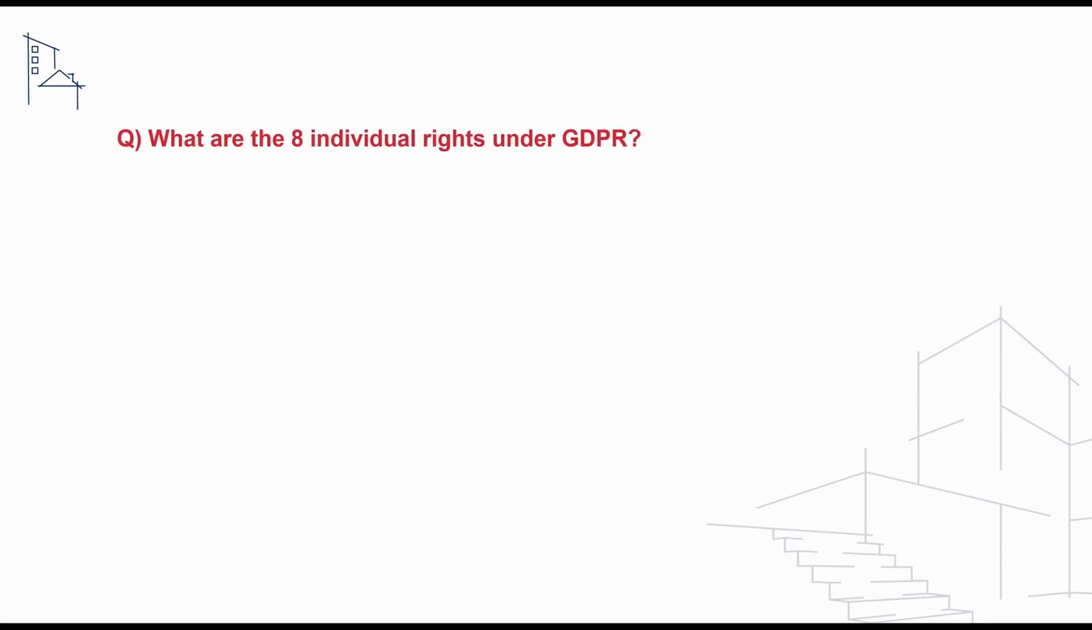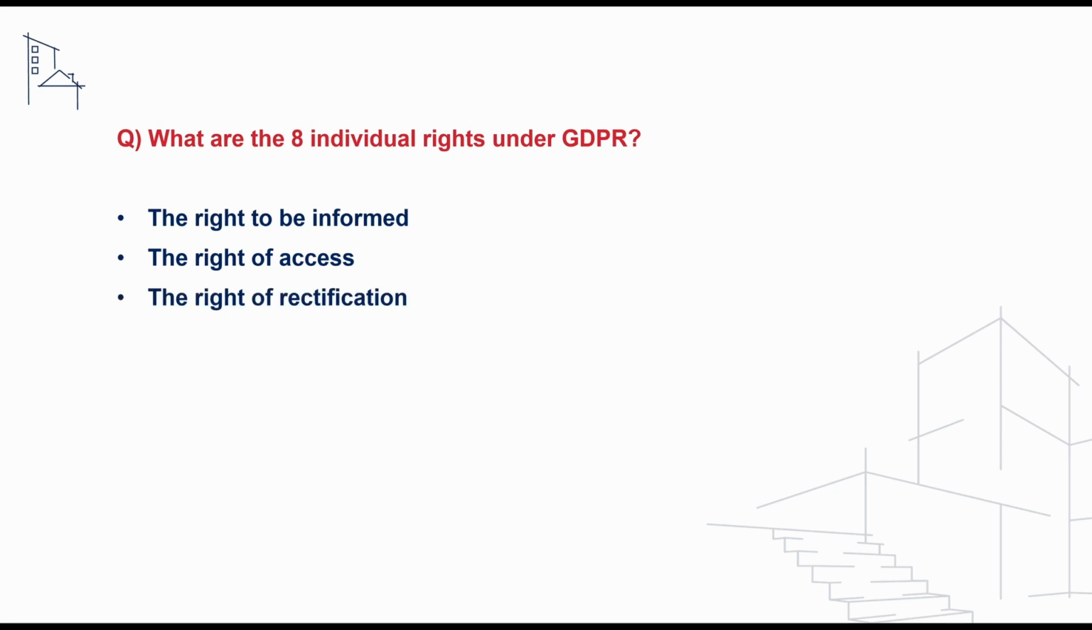The next question we'll take a look at is what are the 8 individual rights under GDPR? And these include firstly the right to be informed, where all organisations must be completely transparent in how they are using personal data. The right of access, where individuals will have the right to know exactly what information is held about them and how it is being processed. The right to rectification, and the right to erasure, which is also known as the right to be forgotten. And this refers to an individual's rights to have their personal data deleted or removed without the need for a specific reason. The right to restrict processing.